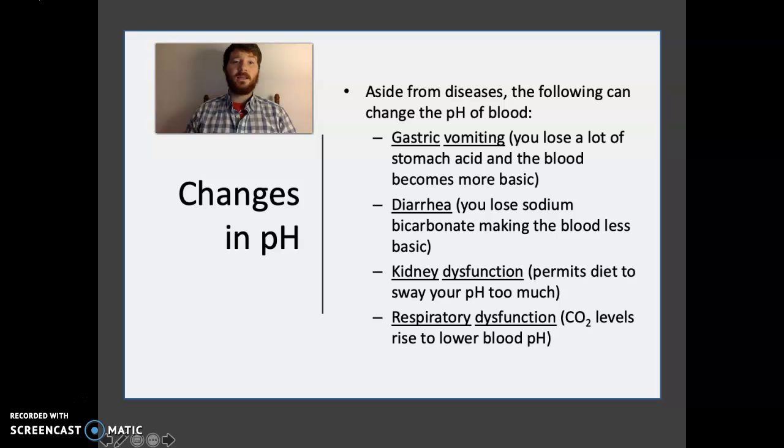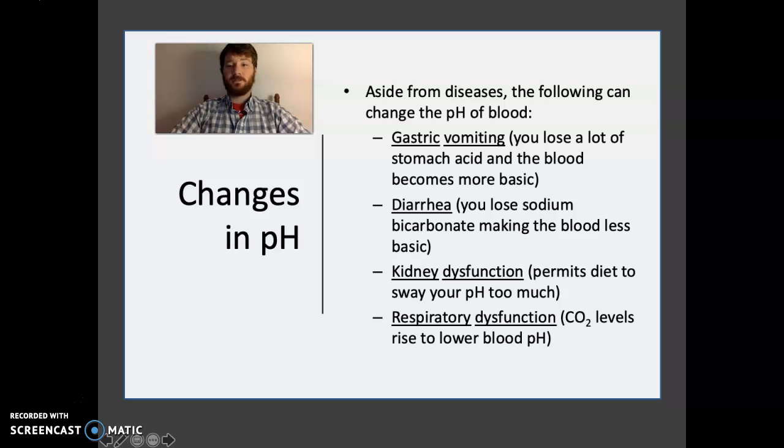So if your body can't clean out its blood, and you eat a whole bunch of lemons, for instance, which are very acidic, your pH is going to drop, and your body just can't clean out those lemons fast enough to really get back to a normal pH. And so if you have kidney failure, you're typically put on a very restrictive diet. And that's just because you can't mess with the pH of blood.